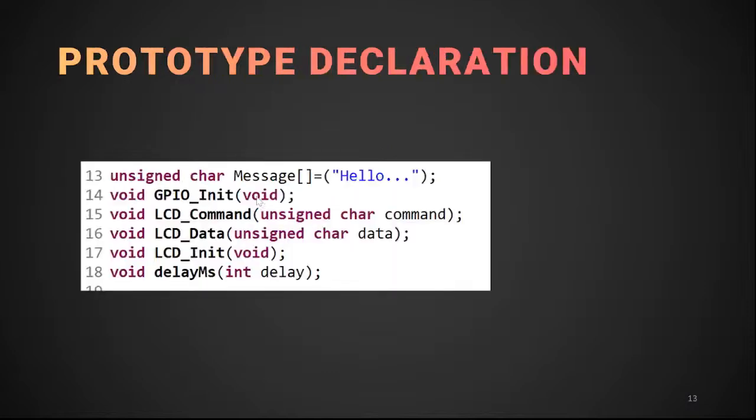Then we need to declare the function prototypes: a GPIO_init function for initializing the GPIO, LCD data and LCD command functions, and an LCD initialization function. We also need a delay function, because we need some delay whenever you switch over to the next command.